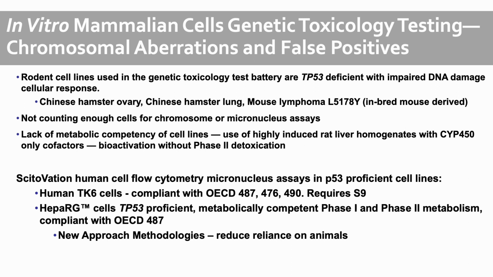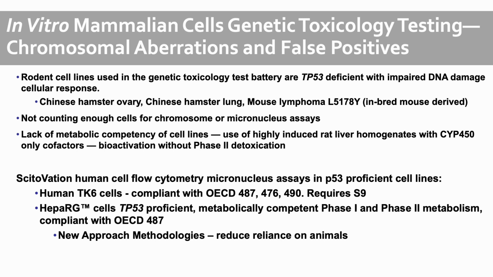The mammalian cell lines we use are human-based cell lines, primarily because the rodent cell lines used in the genetic toxicology test battery are p53 deficient and have an impaired DNA damage cellular response, and these rodent cell lines are associated with a high false positive rate due to being rodent, inbred, and p53 deficient. Secondly, in the past, there's been an issue with not counting enough cells using microscopy-based methods. This is overcome by using flow cytometry.